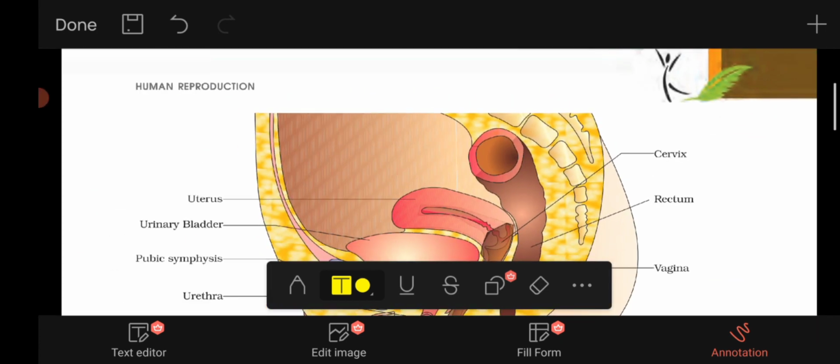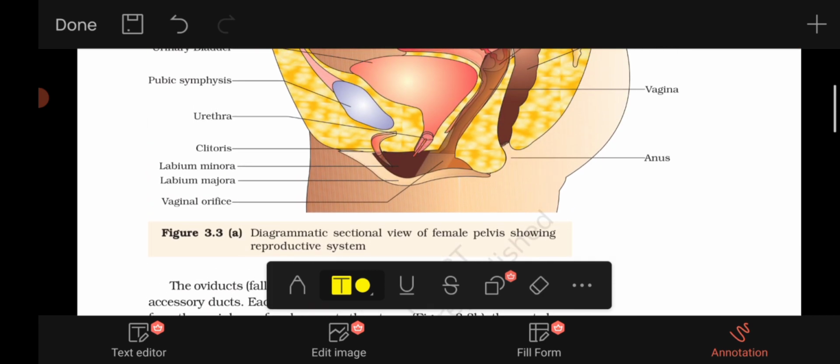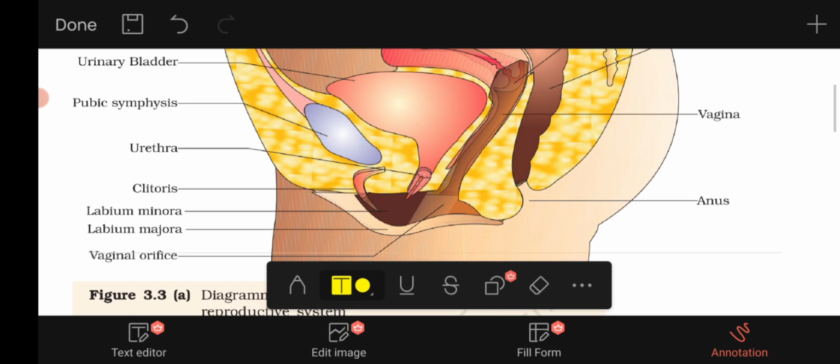So this is the diagrammatic view. Here you can see the sectional view of the female pelvis showing the reproductive system. So this is the urinary bladder. Then the white portion here is the pubic symphysis.